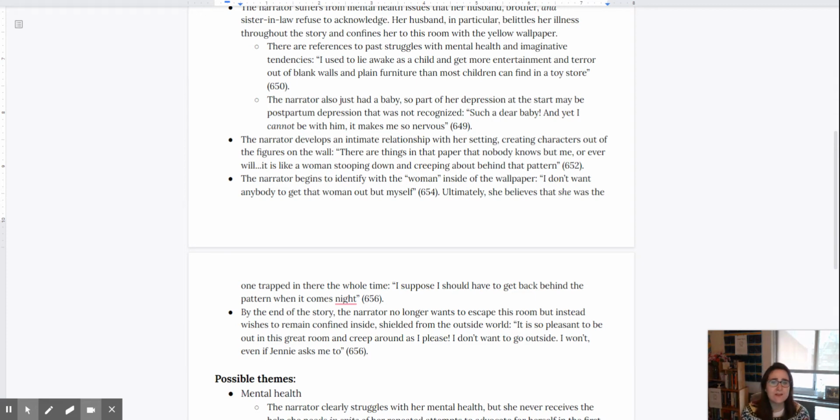And then by the end of the story, the narrator, who couldn't wait to get out of this room, can't wait to stay in there. She doesn't want to leave. She says it's pleasant. She likes creeping around like the woman in the wallpaper, and she just won't even go outside if someone asks her to.